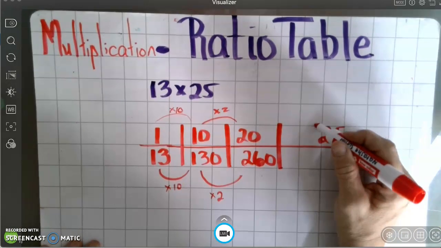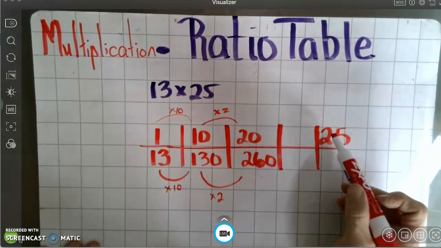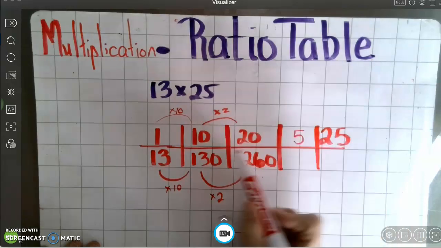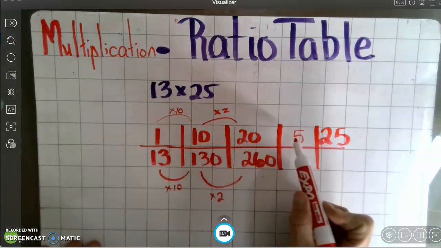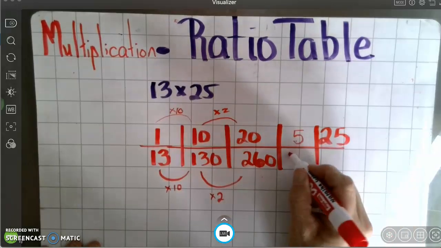Now look, I only need 5 more to go, 20 to 25. So I can put my 5 here. Oh, looky there. It's half of 10. So half of 10 is 5, and half of 130 is 65.